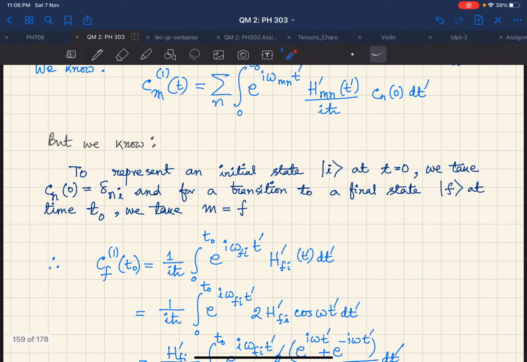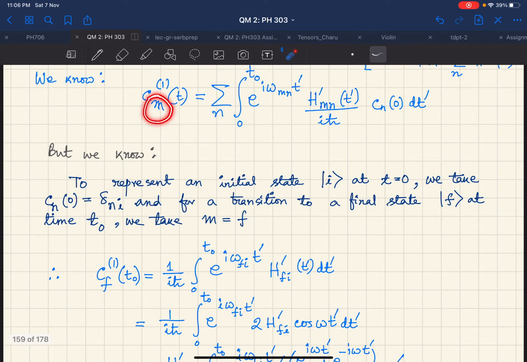So therefore, as you can see, I have already replaced this m by f, and then I will have everything e to the i omega_fi t prime, where m and n are being replaced because this C_n^(0) has been replaced by delta_ni, and also there is a summation over n. So the summation over n will obviously go away if I replace C_n^(0) by delta_ni.